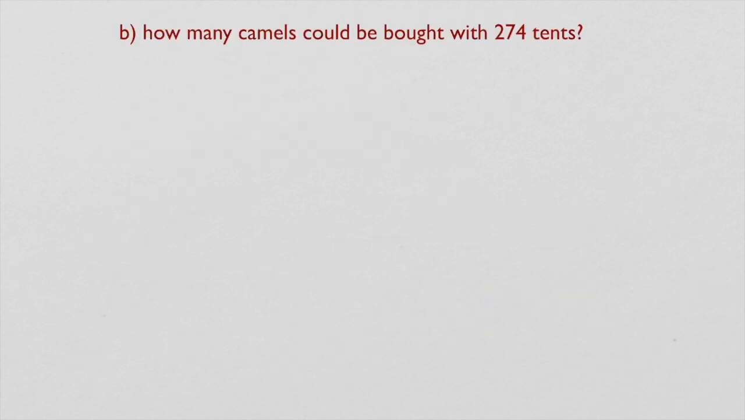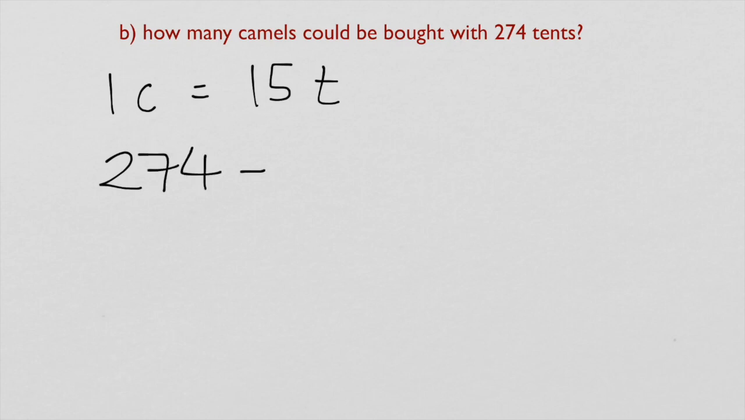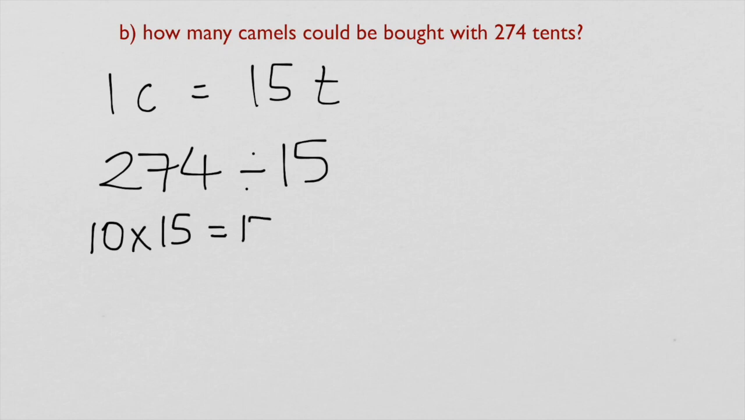And part B, how many camels could be bought with 274 tents? So the key thing is that you know that 1 camel is worth 15 tents. So that's our currency. So I need to do the division of 274 divided by 15. That's going to give us the number of camels we can buy. And there are a couple of ways you can do this. I'm going to do a bit of multiplication first to get near the answer. So I know that 10 times 15 equals 150. If I doubled that, I know 20 times 15 equals 300. So I'm nearly there. I'm a little bit over.